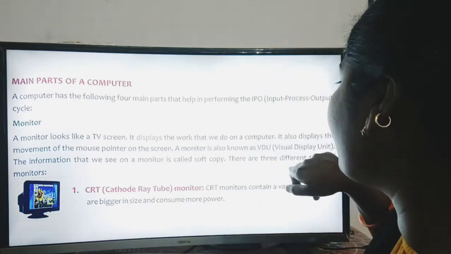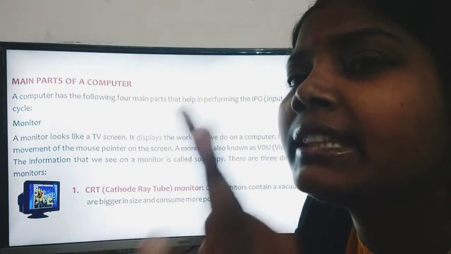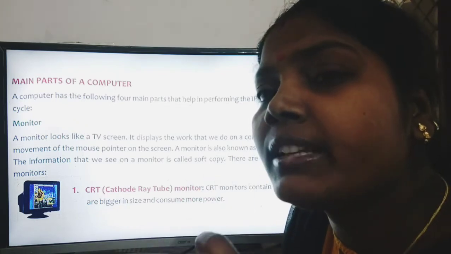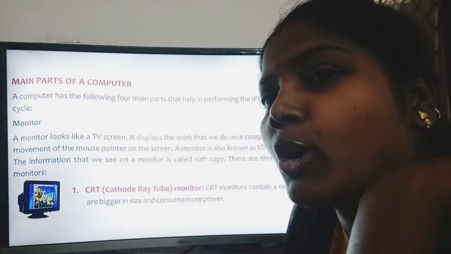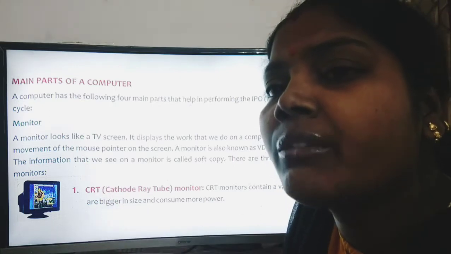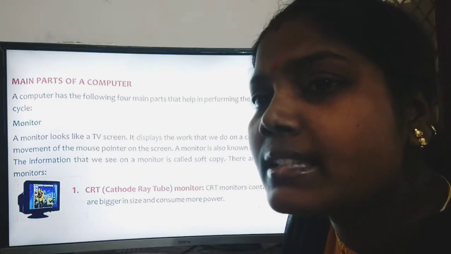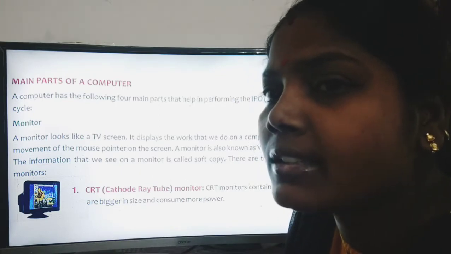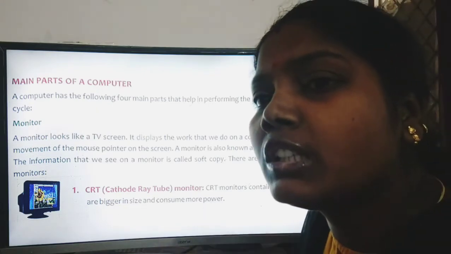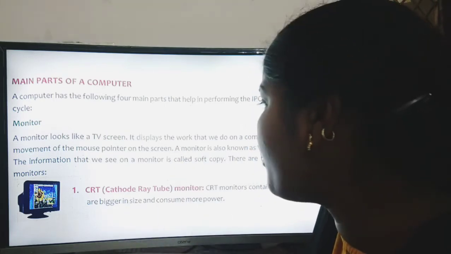There are 3 different types of monitor. Now we have learned what a monitor is. A monitor is a visual display unit, and whatever we do in a computer is visible on its screen. That is called a monitor. Now we are going to learn the types of monitor. There are three types of monitor.